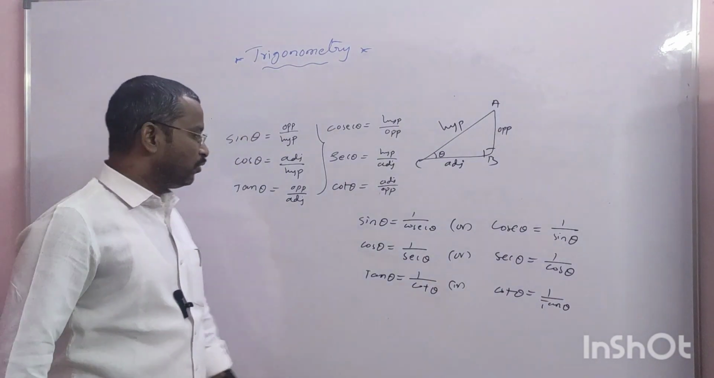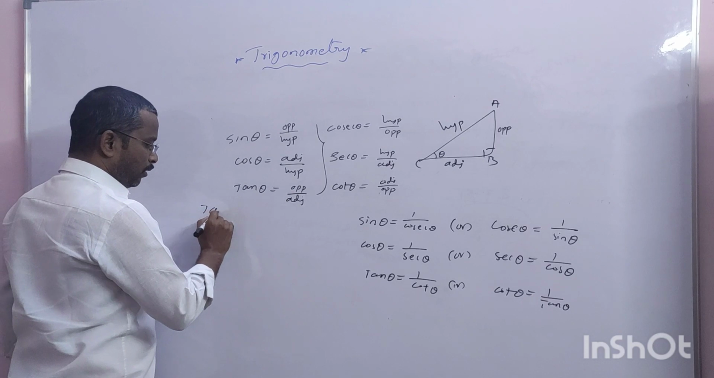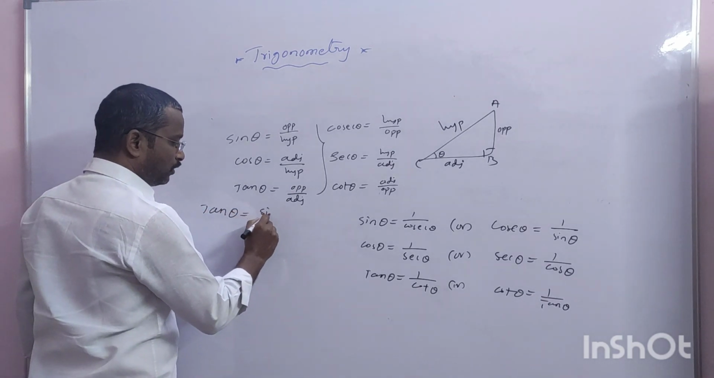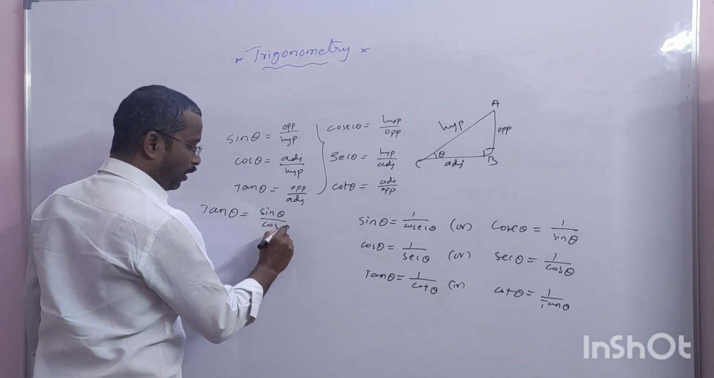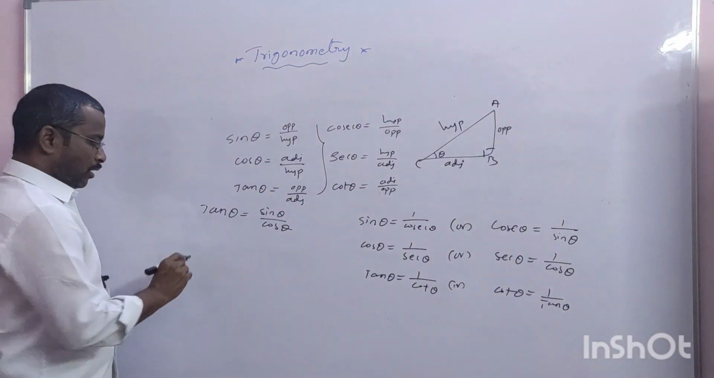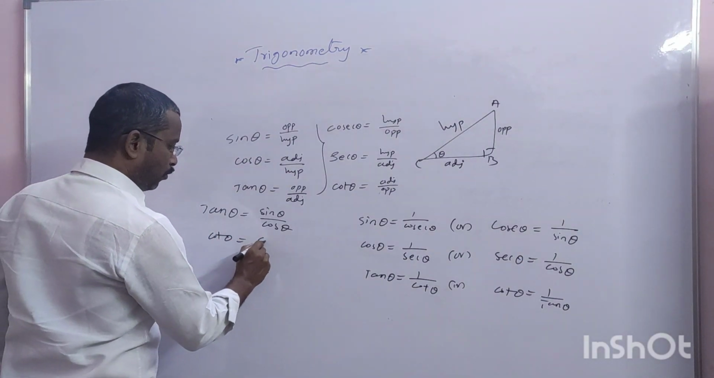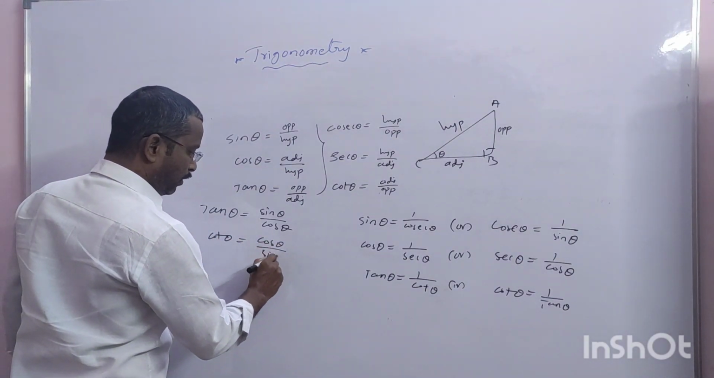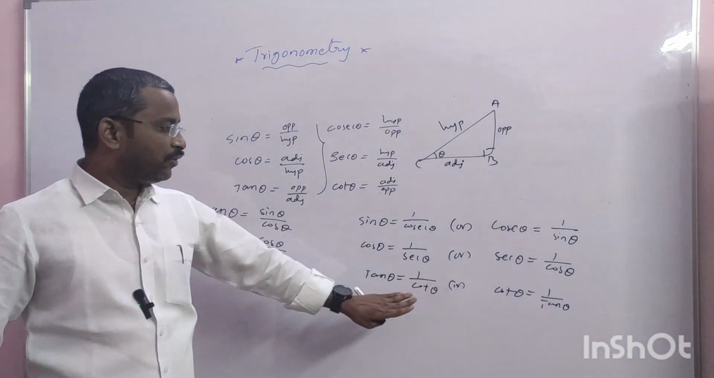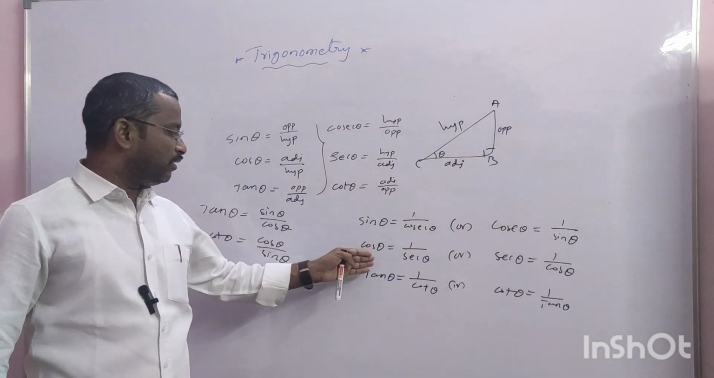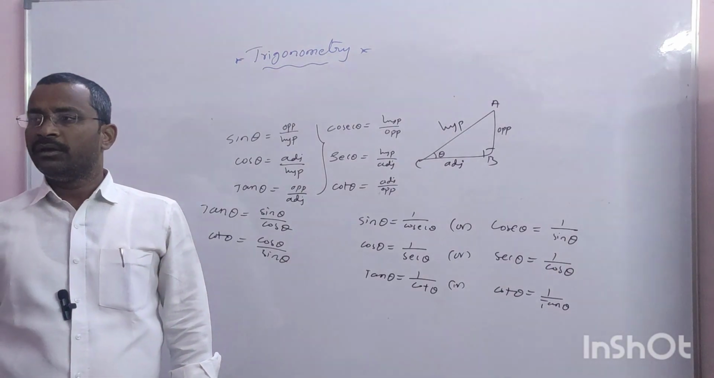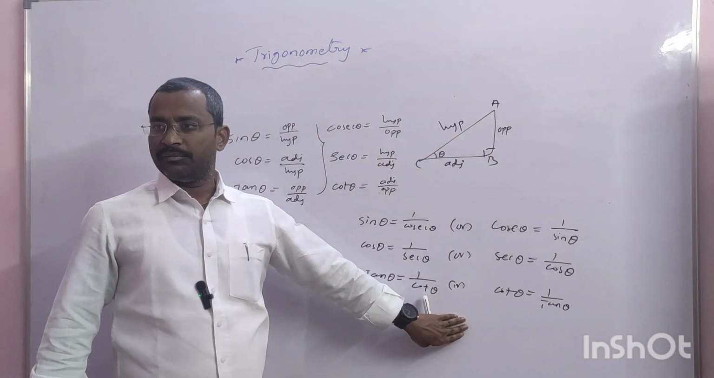And among these, one more thing you should remember: tan theta is equal to sin theta by cos theta, and cot theta is equal to cos theta by sin theta. Depending on the application, you will use either this or this. So this is the reciprocal concept.